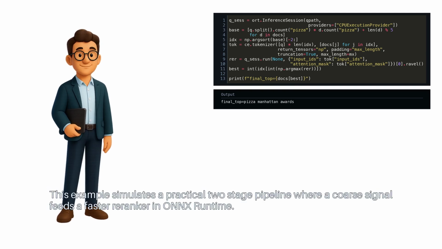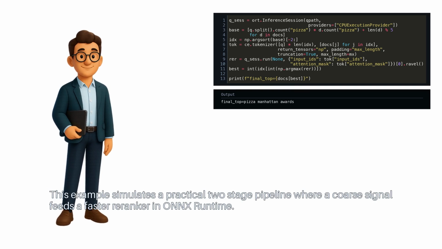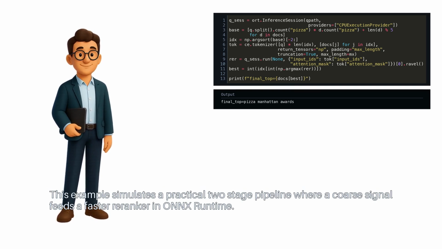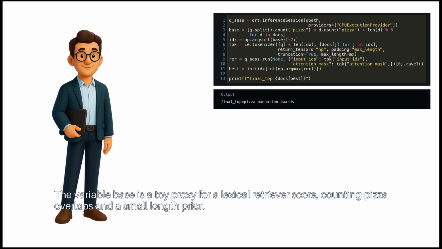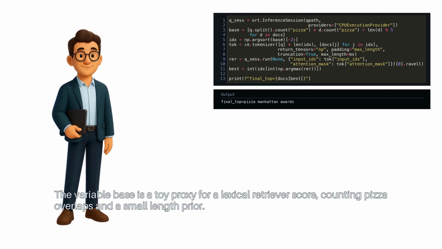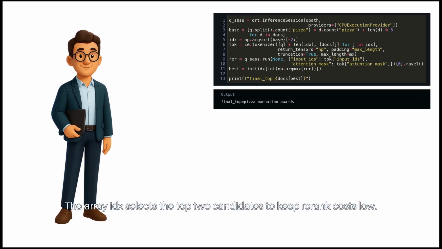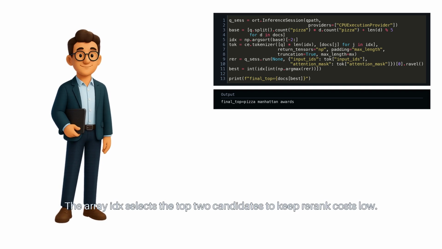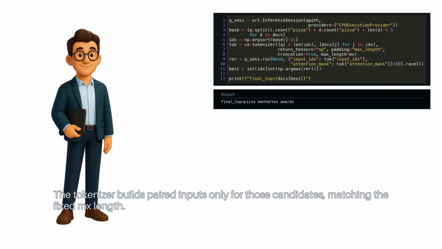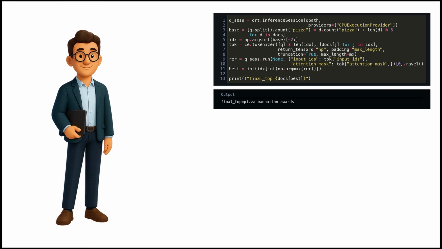This example simulates a practical two-stage pipeline, where a coarse signal feeds a faster reranker in ONNX Runtime. The variable base is a toy proxy for a lexical retriever score, counting pizza overlaps and a small length prior. The array IDX selects the top 2 candidates to keep rerank costs low. The tokenizer builds paired inputs only for those candidates, matching the fixed MX length.